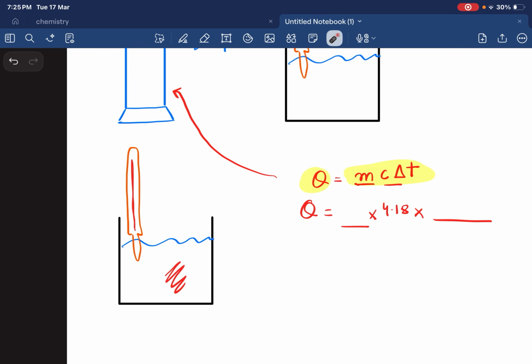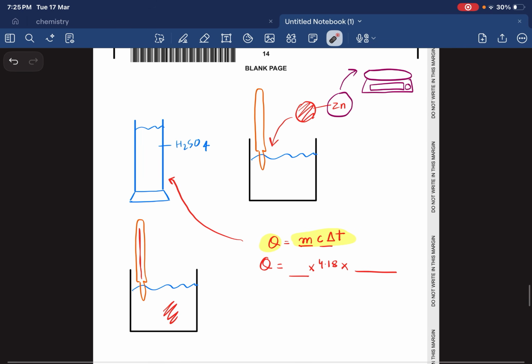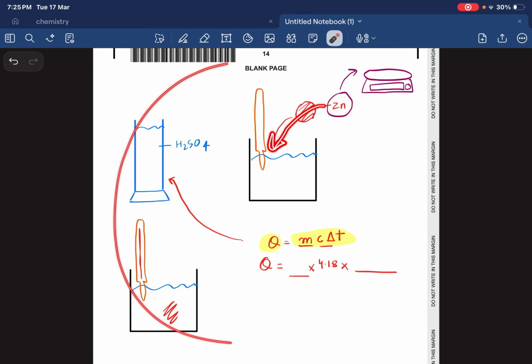Now, whatever I've just thought of, what I'm going to do is compare the amount of energy change. The metal that gives the most energy change is going to be the one that releases more energy per gram, because I've taken equal masses of zinc and magnesium. I'm going to do this with zinc first, and then I'm going to repeat the same procedure using the same volume of sulfuric acid and the same mass of the metal.